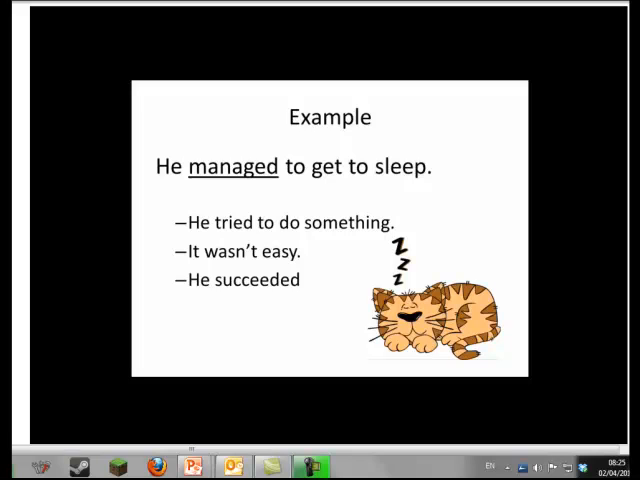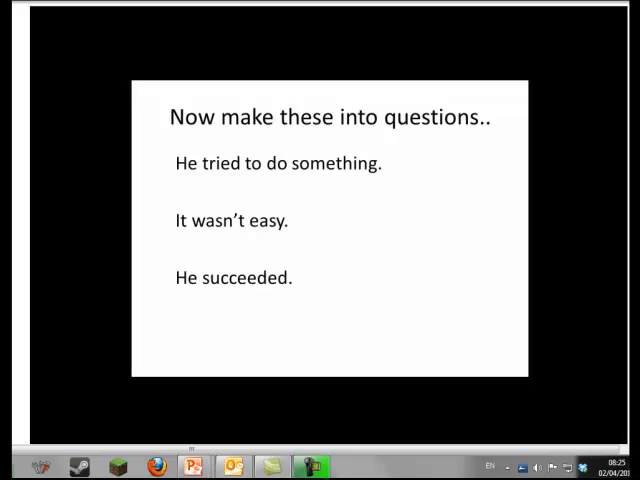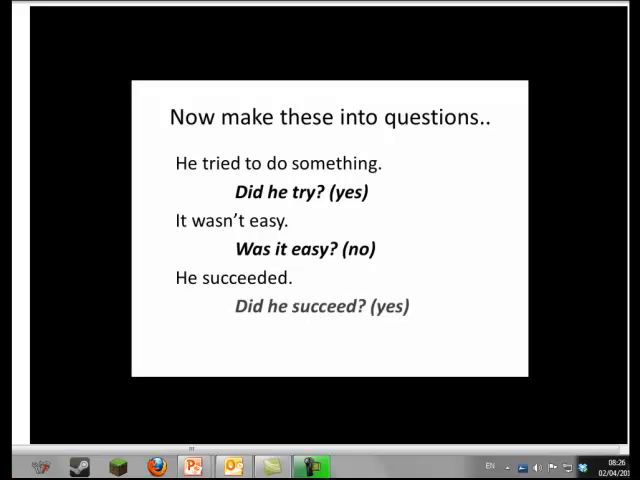If you tried something that was easy, that wasn't managing to do it. Okay, so all you have to do then is to make these into questions. So did he try? And the answer is yes. Was it easy? The answer is no. And did he succeed? The answer is yes. So you can see by answering these short questions, yes, no, they're proving to you that they have understood what this means. And that's all there is to it.